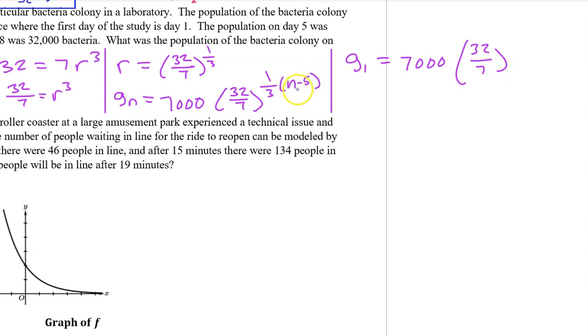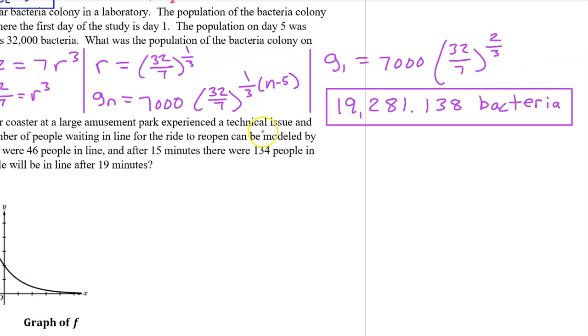7 minus 5 is 2. And 1/3 times 2, that's just 2/3. So I'm just going to put this in my calculator. So that's the answer, except I just realized I put a 1 right here. This should be a 7, G7.